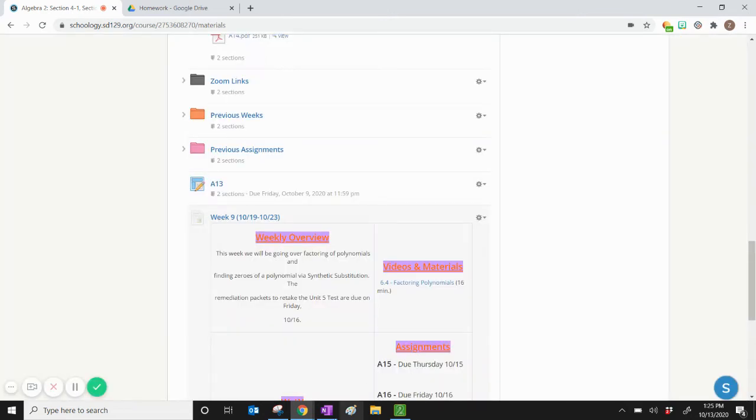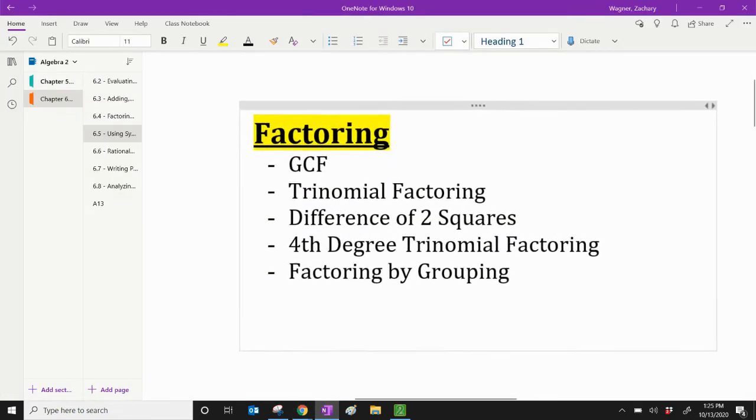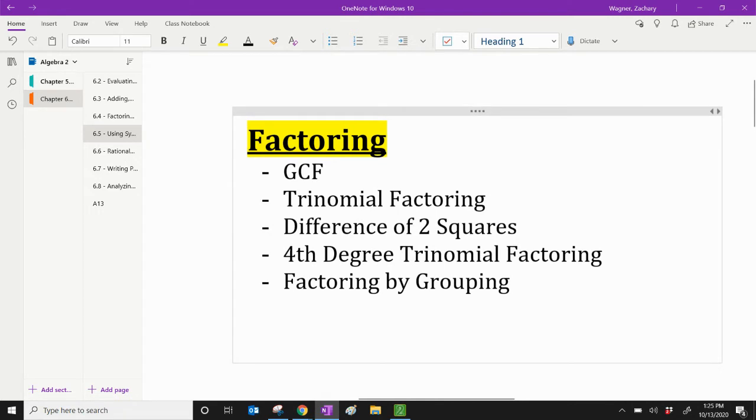Let's do some math. Welcome to 6.5. We're going to learn a new way to basically factor. We use factoring, especially in this unit. We use factoring to solve polynomials, right? To find their zeros, to find what multiplies into that polynomial to make it a polynomial.